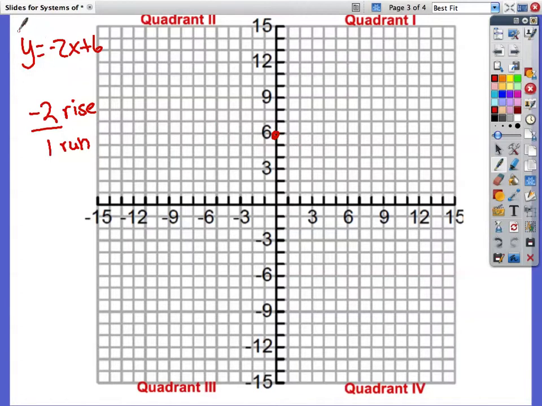Instead of creating a table of points, which I very well could, I'm going to just use the slope and the y-intercept to graph it. So every time I go over 1, I go down 2 because of the slope. So let's see, over 1 up 2 as well. You can think about it like that. And so I have this nice line here.